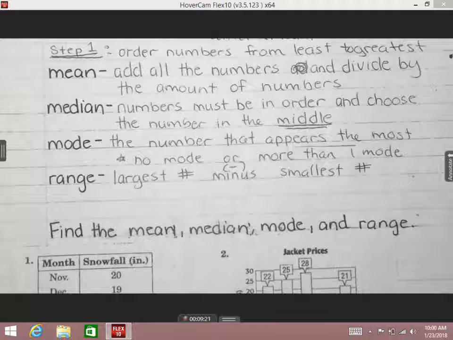Okay. All right, so guys, on our homework tonight, you're going to find the mean, median, mode, and range of every single problem. Tonight, we're just focusing on calculations, okay? We're going to continue to build and do more with that as the weeks progress. But for right now, we're just calculating.